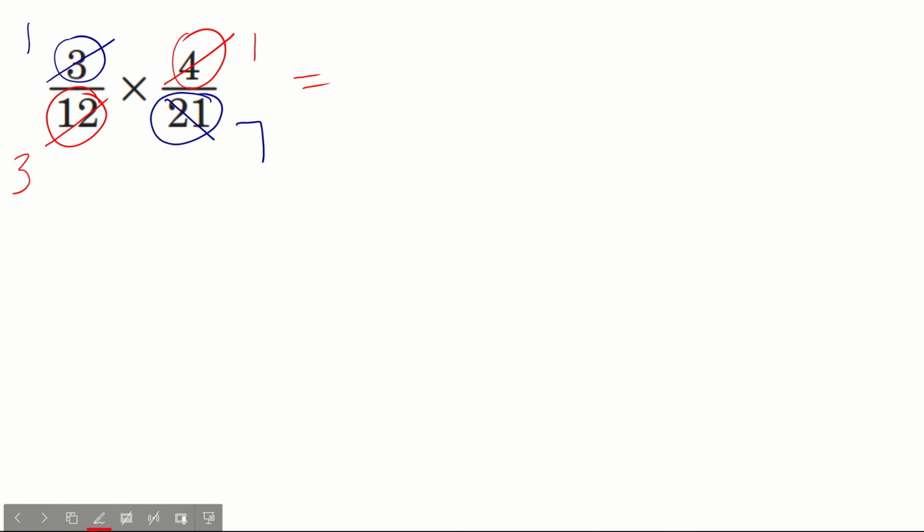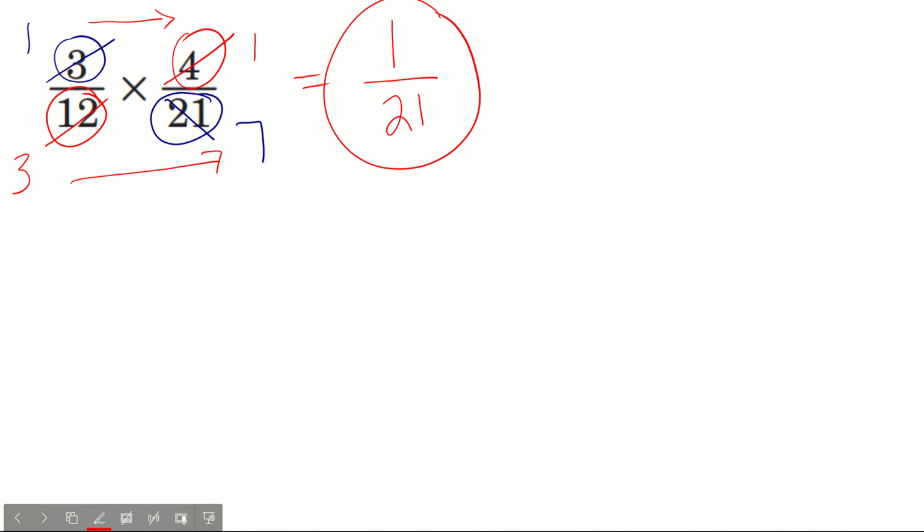1 times 1 is 1. 3 times 7 is 21. So once we've cross simplified, we just multiply straight across. I have 1 over 21.